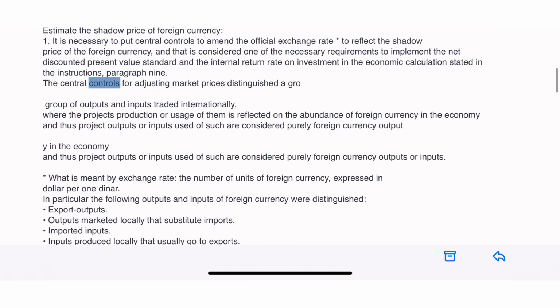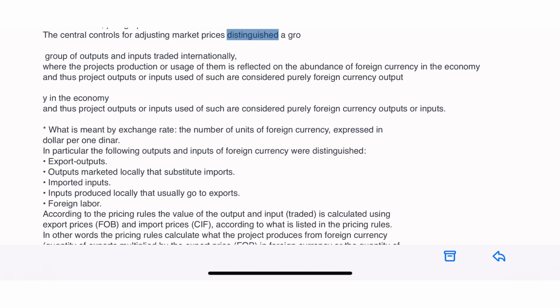The central controls for adjusting market prices distinguish the group of outputs and inputs traded internationally, where the project's production or usage of them is reflected on the abundance of foreign currency in the economy, and thus project outputs or inputs used of such are considered purely foreign currency outputs or inputs. What is meant by exchange rate? The number of units of foreign currency, expressed in dollar per 1 dinar.